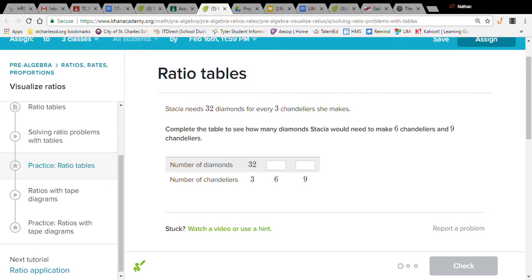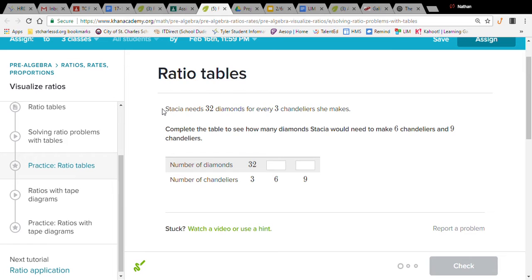Alright, the last one, the last Khan Academy assignment is called ratio tables. And these are just expressing ratios, except instead of having a fraction or a colon separating the numbers, instead of saying 32 to 3, it puts it in a table. So you can see the progression of the proportional relationship that's happening here.